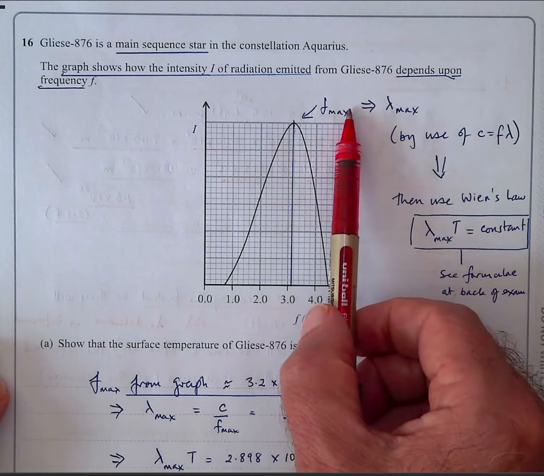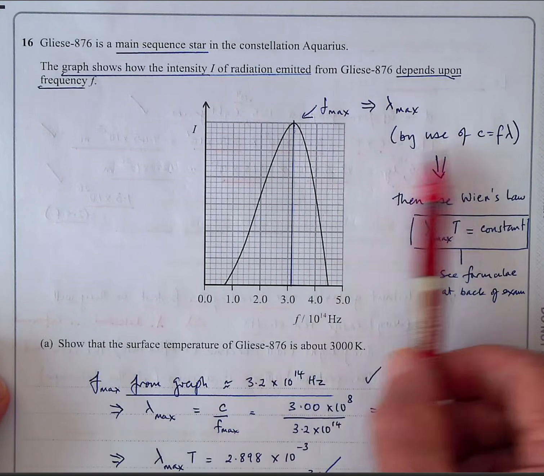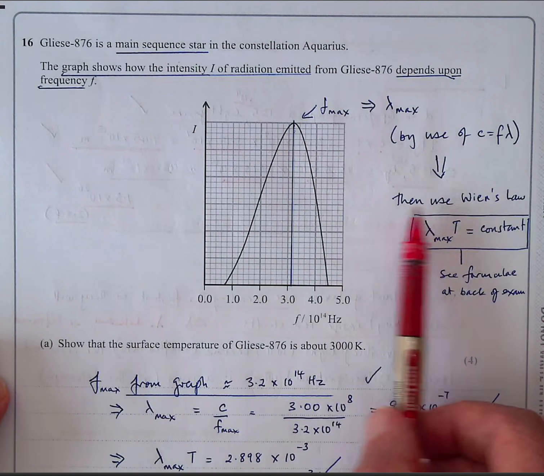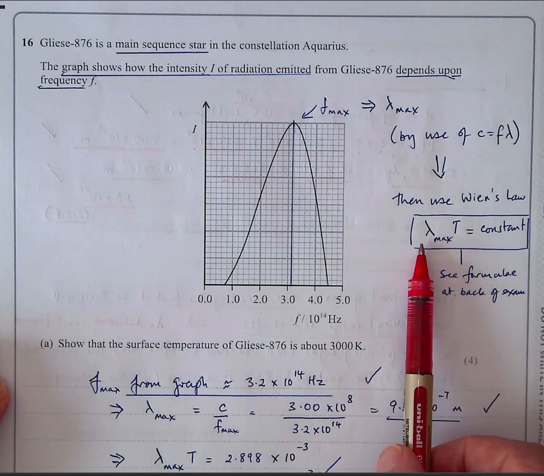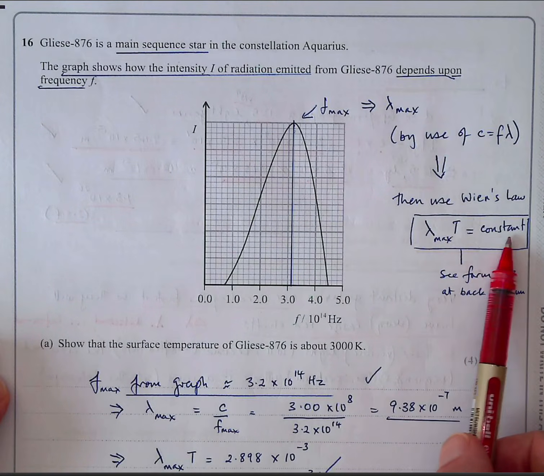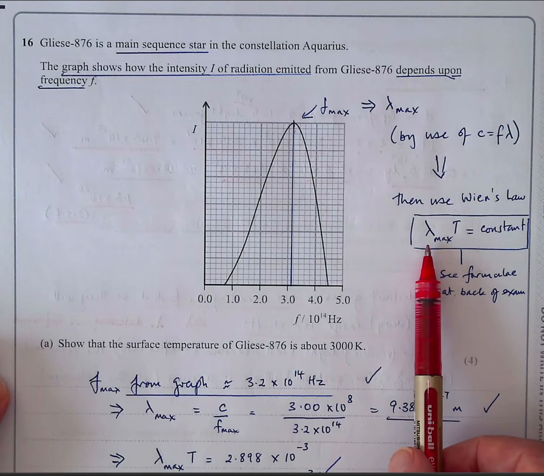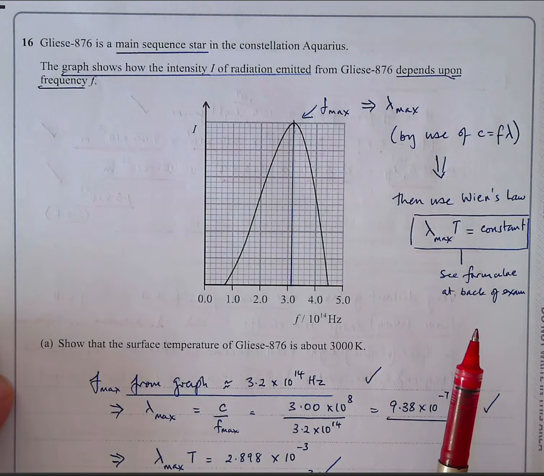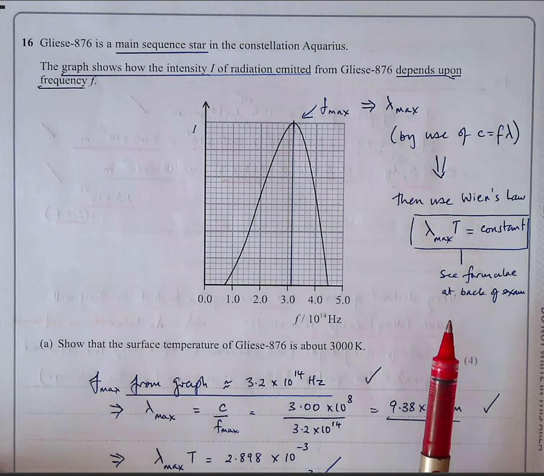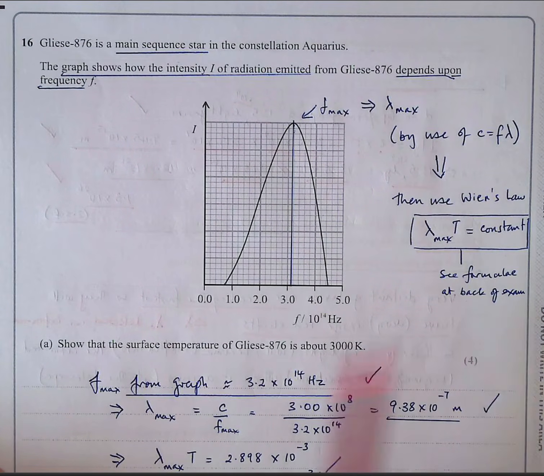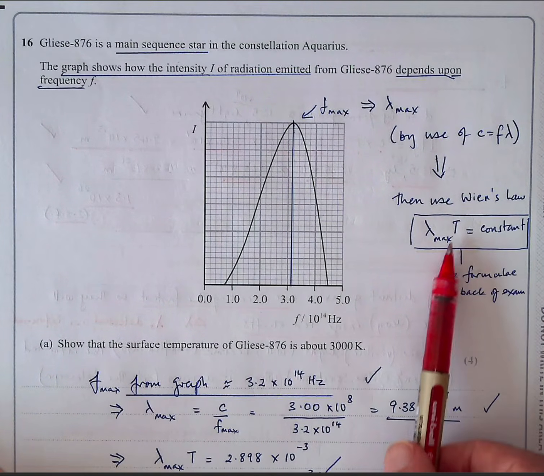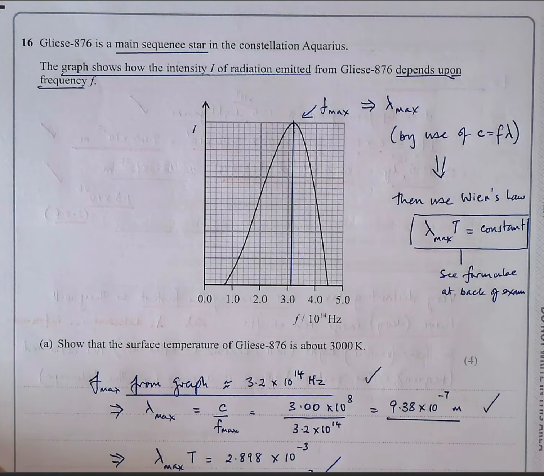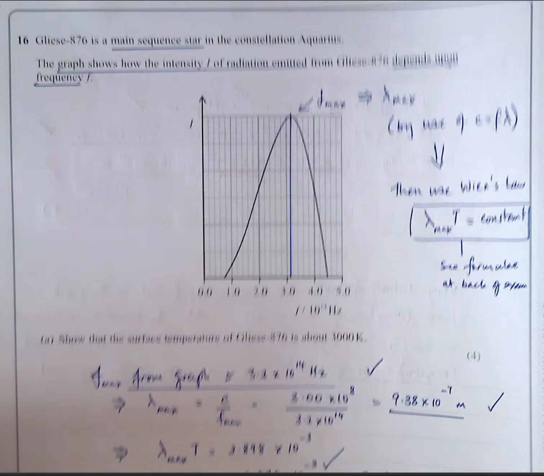So if you know the frequency max, you can work out the lambda max by use of c equals f lambda. Then you can use Wien's law, which is on your formula sheet, and they're giving you what the constant is. So lambda max times the temperature gives you a constant, always, for stars. So you can find this formula on the back of your exam, and then what you've got to do is show that the surface temperature, T, is about 3000 Kelvin. So we're going to try to do this.